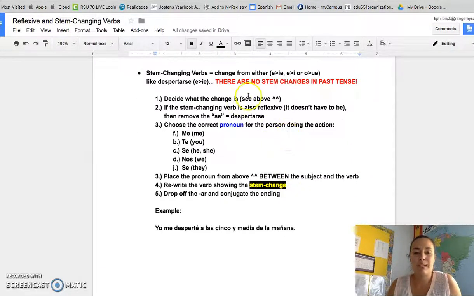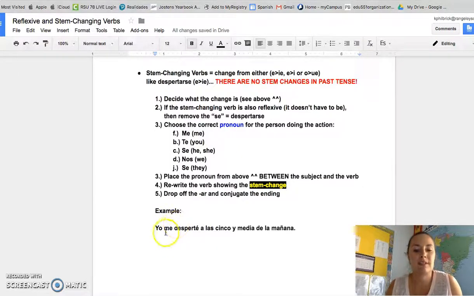Okay, I want to move down to stem changing verbs, and those are the kind of strange ones where I put in parentheses either E to IE, E to I, or O to UE. Those are the 3 possible changes that you can use, such as despertarse, okay, to wake up. So for despertarse, the change is E to IE, okay? And again, there's no stem changes in past tense, so you would treat it exactly the same. You don't change anything. I probably wouldn't even remind you that it's a stem changing verb, okay?